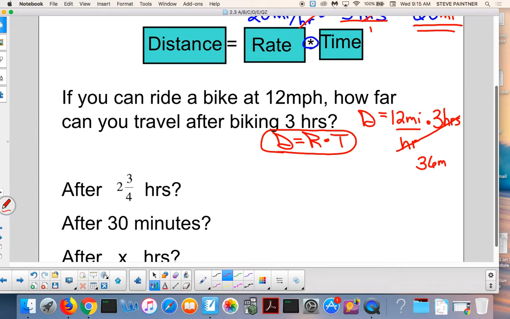36 what? Miles. No, not per hour. Don't say per hour. It's just 36 miles. The question is the distance. You traveled how far? 36 miles.